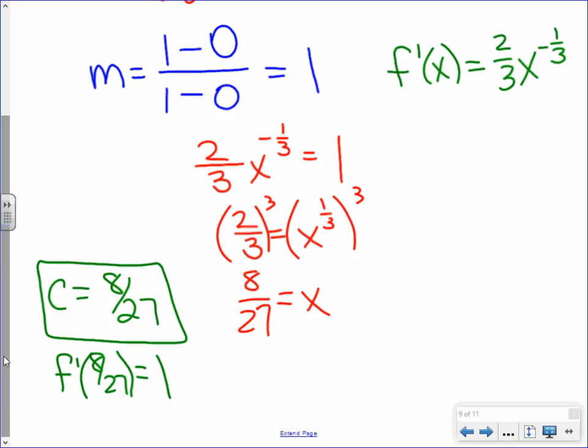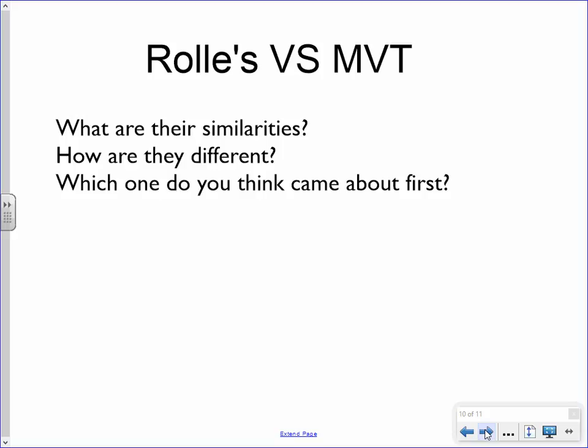Okay, what I want you to talk about for the next 30 seconds, similarities and differences between Rolle's and mean value theorem.